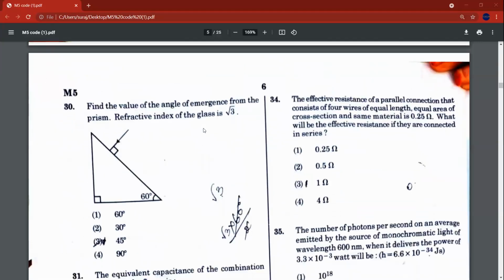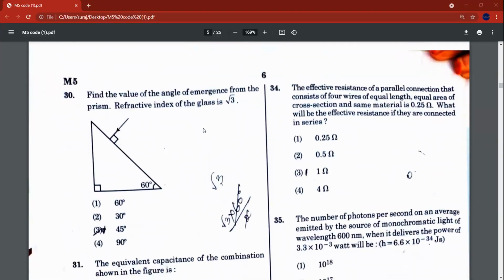Coming to question number 30. What happened? I just extend this. So this kind of question, first check TIR, whether total internal reflection is happening or not. How to check TIR: if sine i is greater than sine i critical, then TIR will happen. But in this case, TIR is not happening. So directly we can solve it. This is i, this is e.